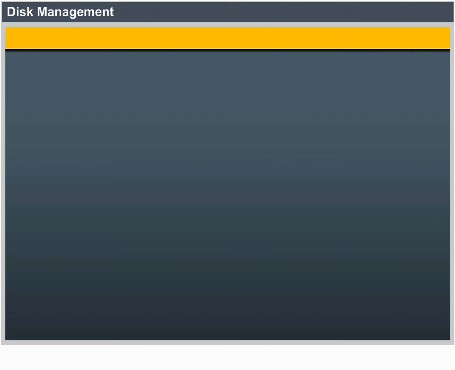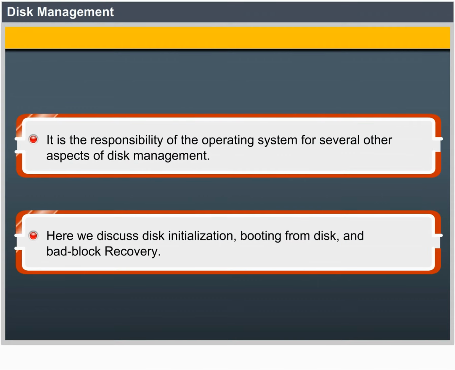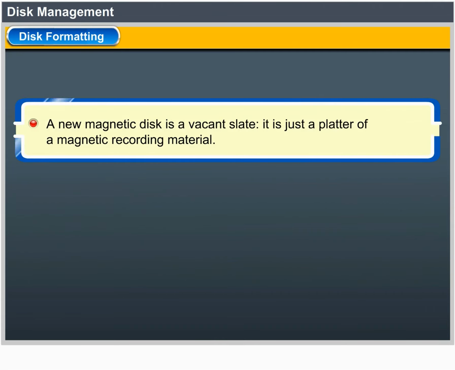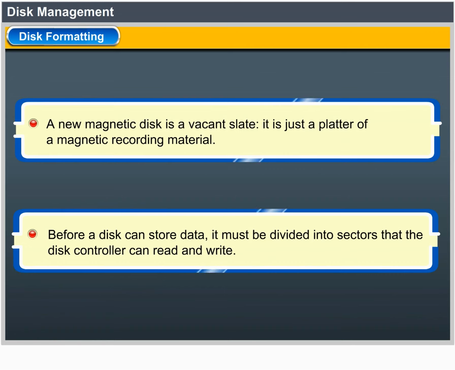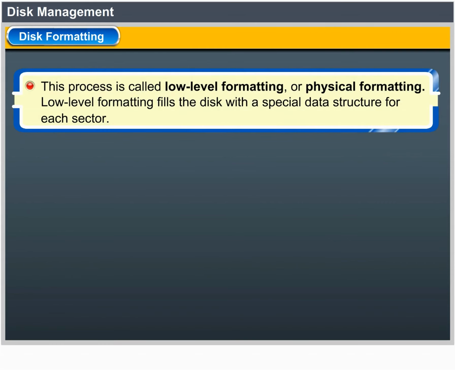Disk management. The operating system is responsible for several other aspects of disk management too. Here we discuss disk initialization, booting from disk, and bad block recovery. Disk formatting. A new magnetic disk is a blank slate. It is just a platter of a magnetic recording material. Before a disk can store data, it must be divided into sectors that the disk controller can read and write. This process is called low-level formatting or physical formatting.